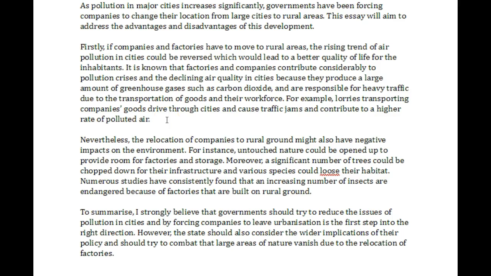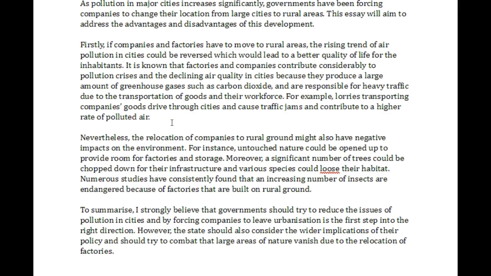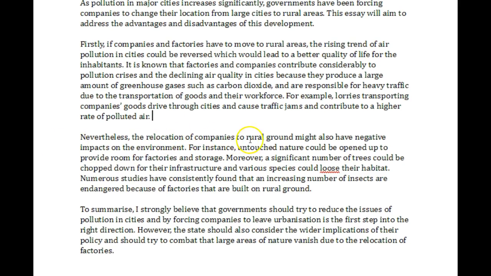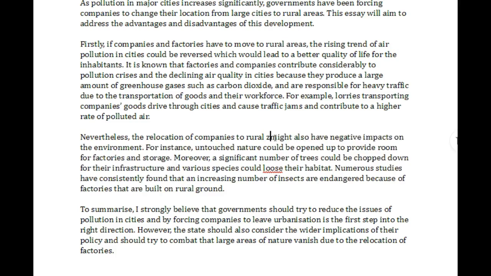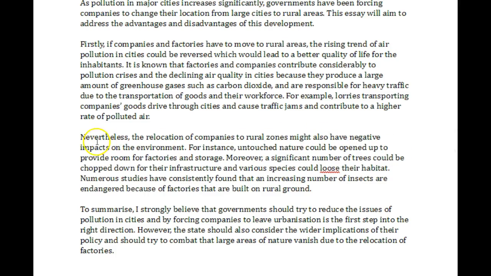Because the crux of it here, what's really happening, is that the concentration of people and businesses in major cities causes a high density of pollutants being released in the same space. If you spread that out slightly, it happens over a wider area, etc. Nevertheless, the relocation of companies to rural zones might also have negative impacts on the environment. For instance, untouched nature could be opened up to provide room for factories and storage. Untouched natural areas, maybe.